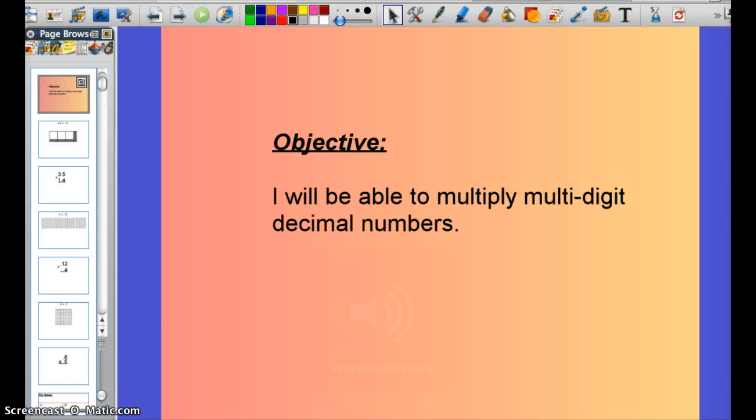Hi, fifth graders. Today we are doing our first video for you, and we are going to be focusing on decimal multiplication. Our objective for this video is that by the end of watching, we want you to have a better idea of how to multiply multi-digit decimals.